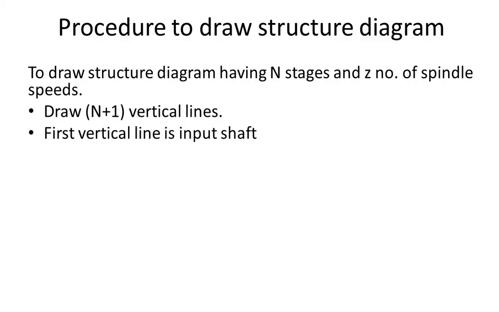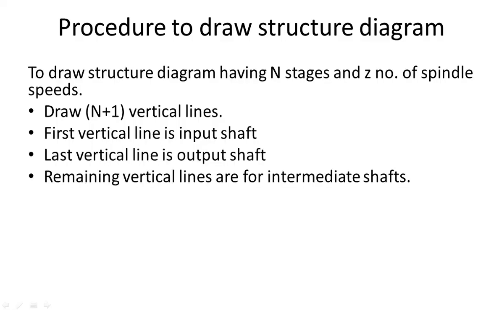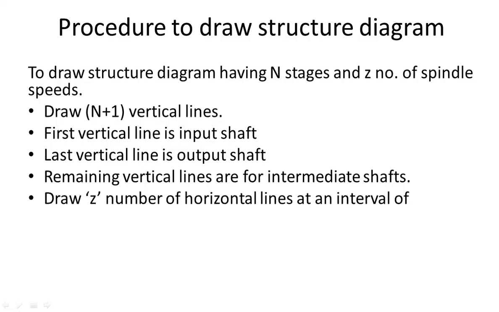First, draw n plus 1 vertical lines, means you should know the n stages, and then you should draw n plus 1 vertical lines. Next, give the numbering. First vertical line is your input shaft, last vertical line is the output shaft, and in between, say 1, 2, 3, however many shafts there are, they are all going to be your intermediate shafts.